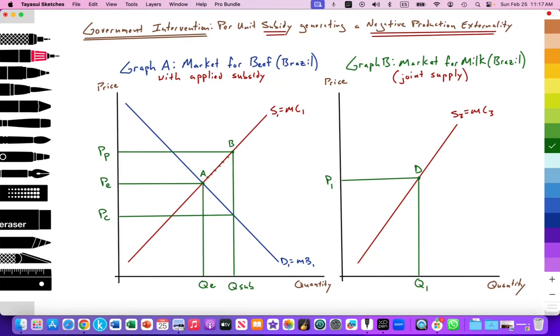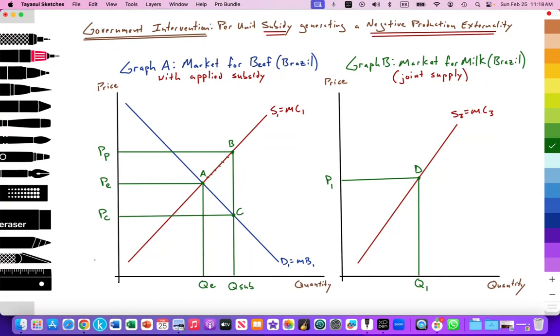Farmers are acquiring that funding from the Brazilian government, increasing their quantity supply, acquiring more cattle, cutting down rainforests from point A to B. Their marginal costs of production are increasing. They're acquiring more capital, land, and labor resources. So point B illustrates the marginal cost of producing a quantity at Q sub S, but the subsidy enables the farmer to reduce their price to the consumer to point C.